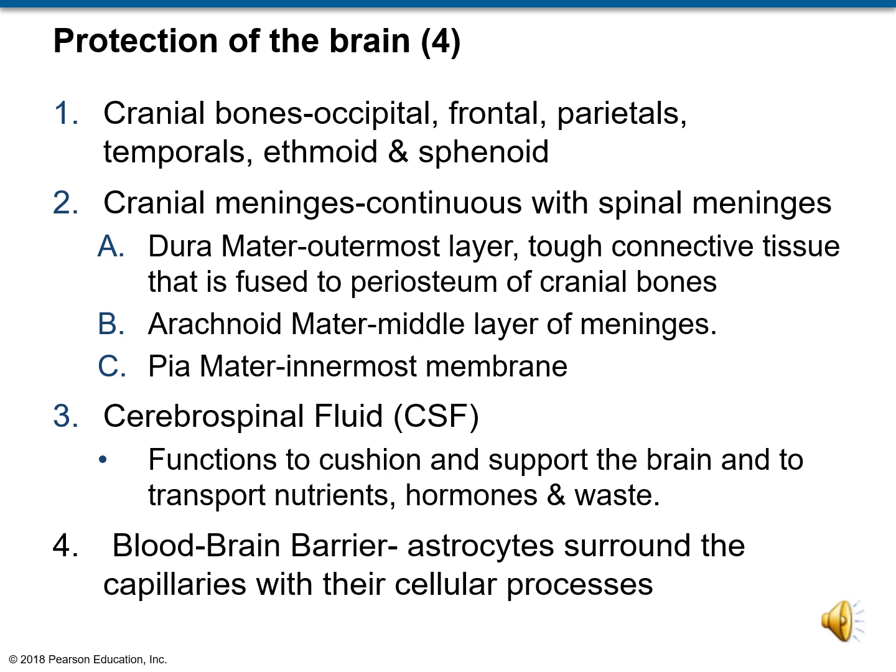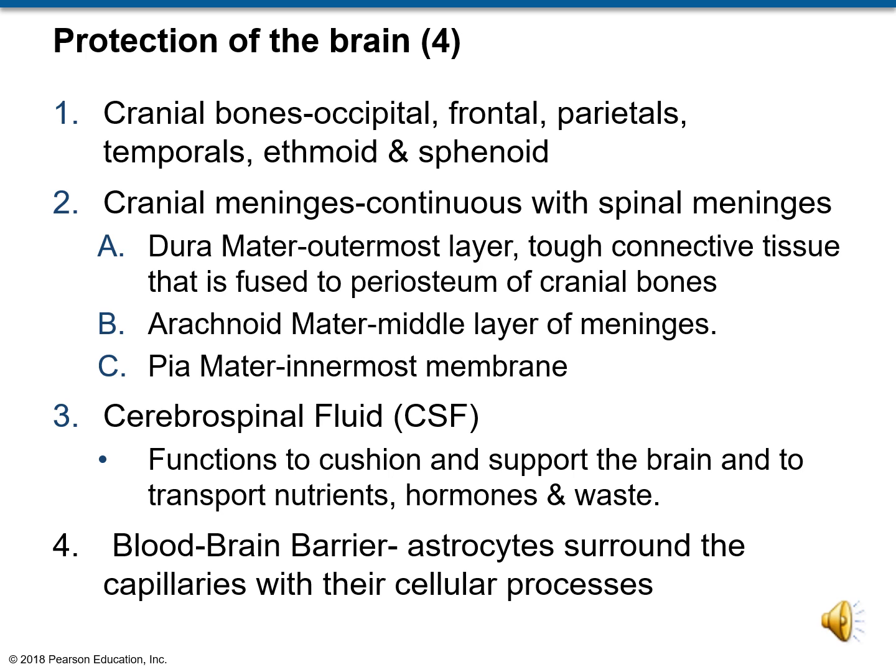The second level of protection is provided by the cranial meninges. These are membranes that are continuous with the spinal meninges. There are 3 different layers of the cranial meninges, starting with the outermost, which is called the dura mater. It is a very tough, durable connective tissue. This is going to be fused to the periosteum of the cranial bones to help provide protection and stabilize the position of the brain. The middle layer is called the arachnoid matter, and then the inner layer is the pia matter, which is going to be stuck directly to the surface of the brain.